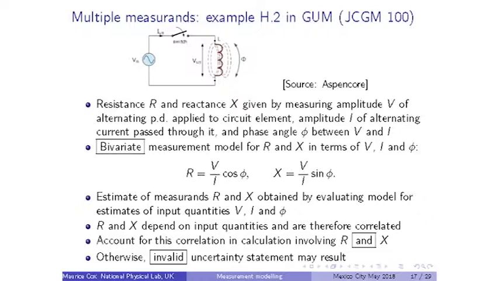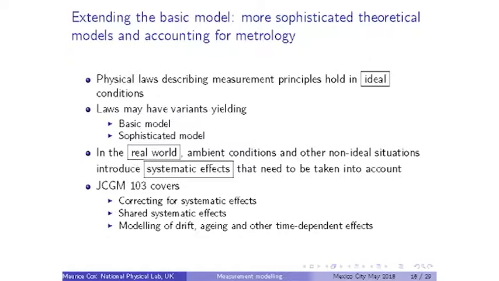Given estimates of the input quantities, V, I, and phi, we want to compute estimates of the output quantities, R and X. Because R and X depend upon the same input quantities, their values we obtain by using those formulae are correlated. And if we're going to use the values of R and X in a further calculation, we must take account of the correlation, otherwise an invalid uncertainty statement can arise. As I said at the beginning, it's necessary to extend the basic model, perhaps to make it more sophisticated theoretically and to account for the metrology.